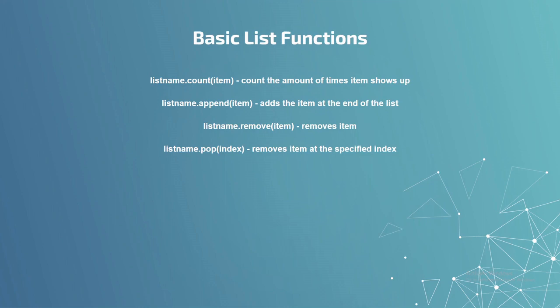Here are some other basic list functions that will be explained more in depth in the implementation section of this lecture. First, listName.count of a certain item in the list will give you the amount of times the item shows up. listName.append adds the item at the end of the list. listName.remove removes the item, and listName.pop is specific in that you have to use the index, not the name of the item, and removes the item at the specific index.